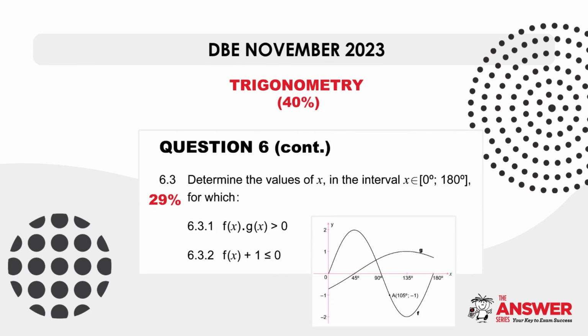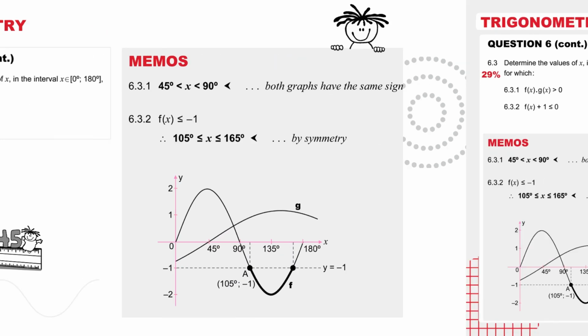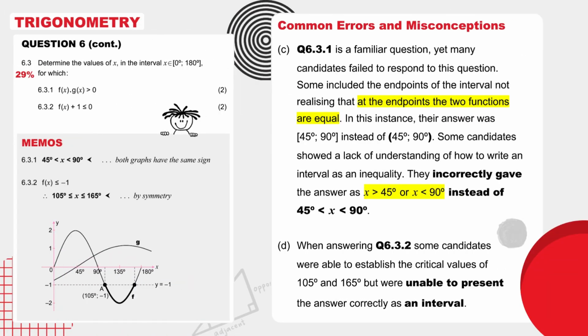Moving on to question 6.3, which had a 29% average achievement. Here the learners had to find values of x for these two conditions. And here is the memo for 6.3. You're welcome to pause to take a moment here if you wish. Let's look now at the common errors and misconceptions for this question.